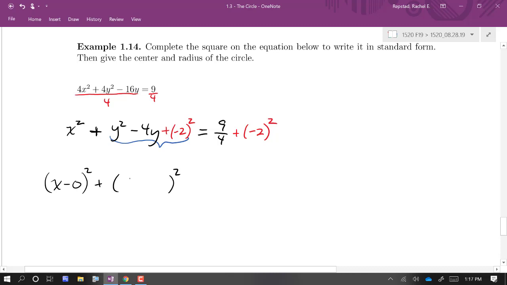What's the perfect square here? Y minus 2. Y minus 2. We were so clever in choosing to add the square of negative 2 to both sides. And then 9/4 plus 4 is 16/4, so that's 25/4. So there's standard form.